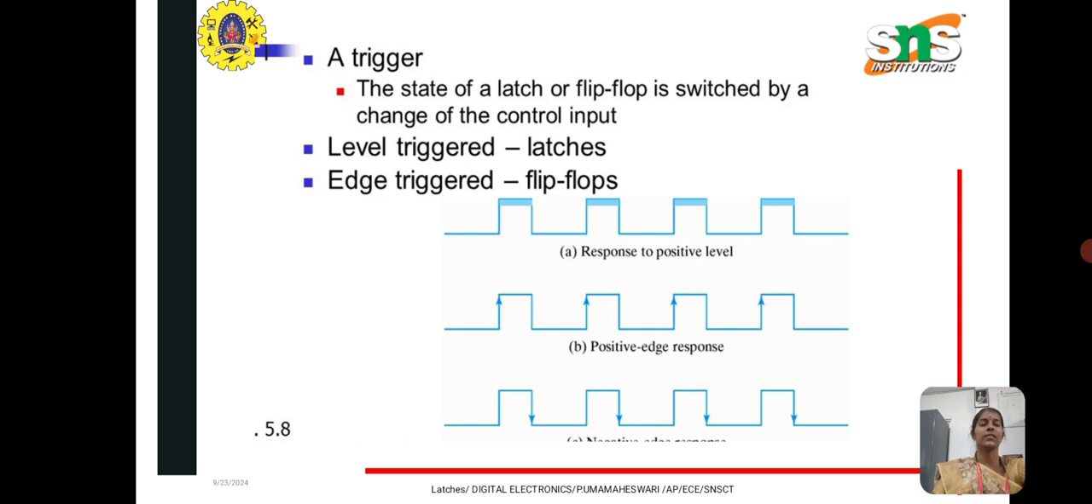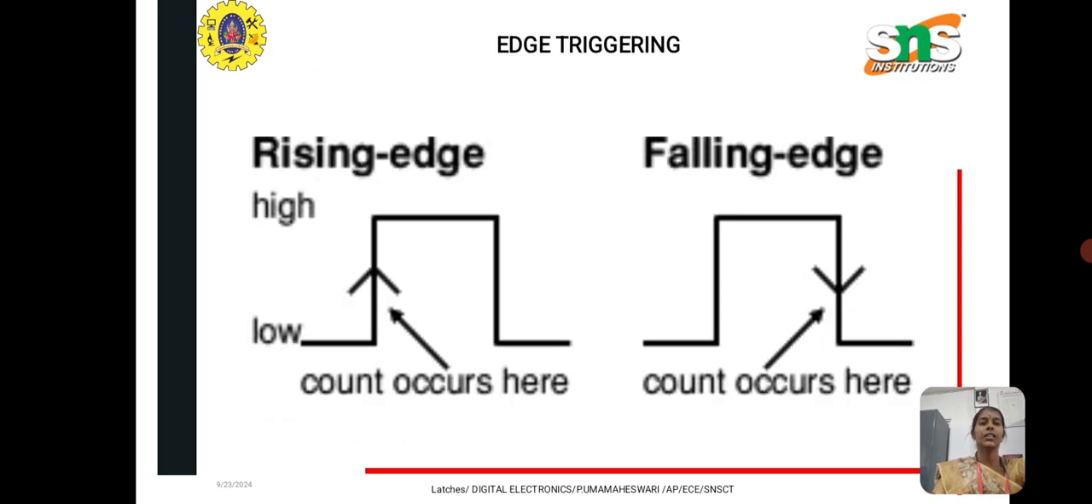Triggering means the state of a latch or a flip-flop is switched by the change of a control input. The level triggered devices are the latches, and the edge triggered devices are the flip-flops. This figure shows the response to the positive level, the positive edge, and the negative edge, that is the rising edge and the falling edge. The rising edge is when the bit changes from 0 to 1.